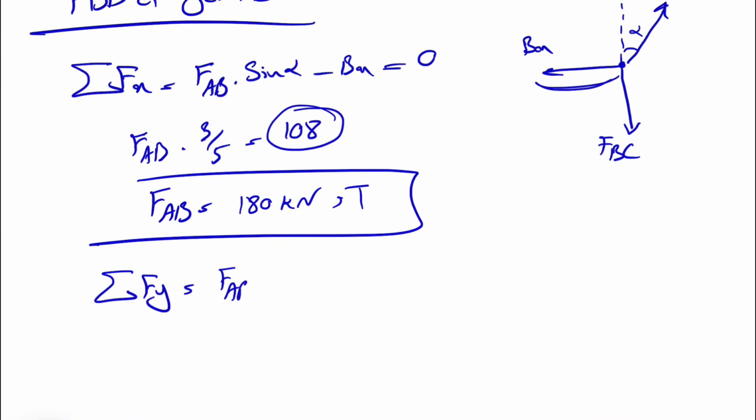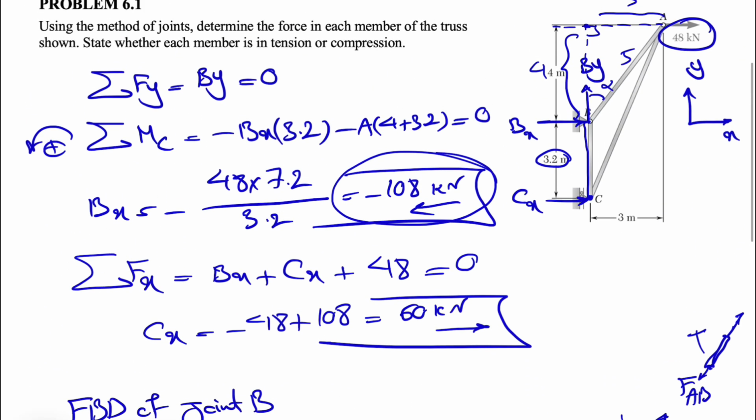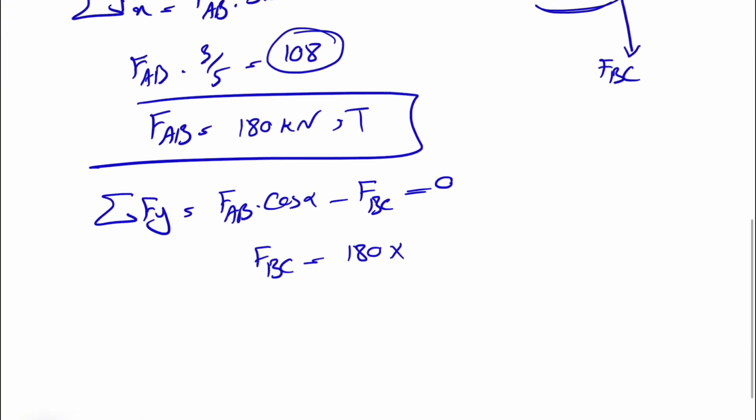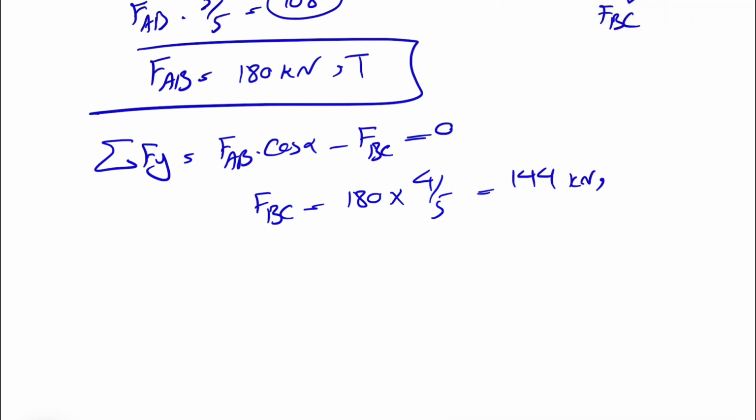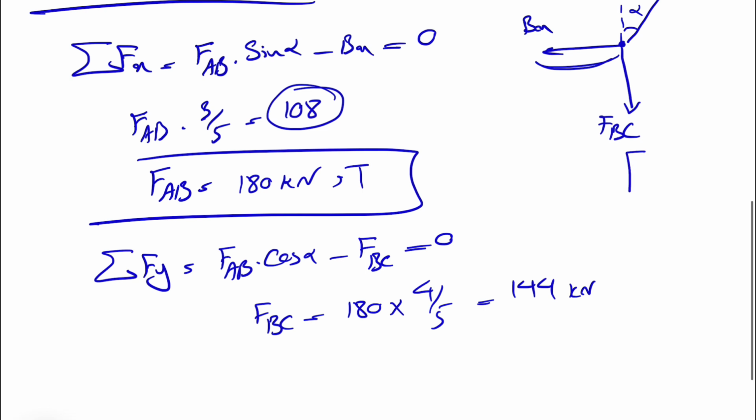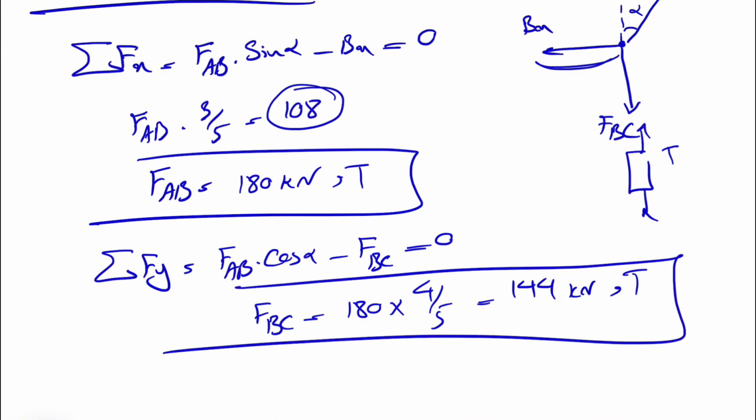So basically FAB this time cosine of alpha minus FBC would be 0. So FBC is basically FAB, which is 180 times cosine of alpha. If we look at it here, cosine of alpha would be 4 divided by 5. So 180 times 4 divided by 5, 144 kilonewton. And again, the member BC somewhere in here, the force has to be in the opposite direction, so will be in tension too.